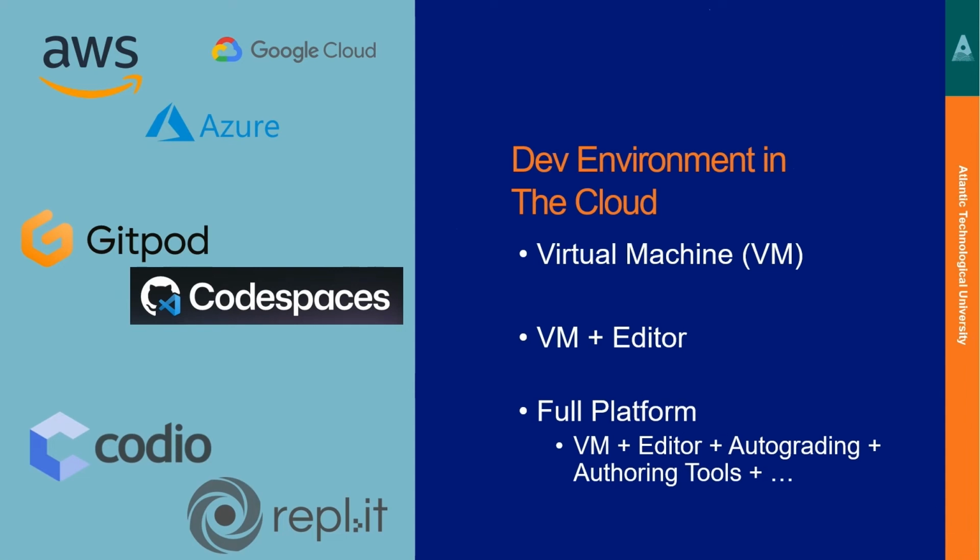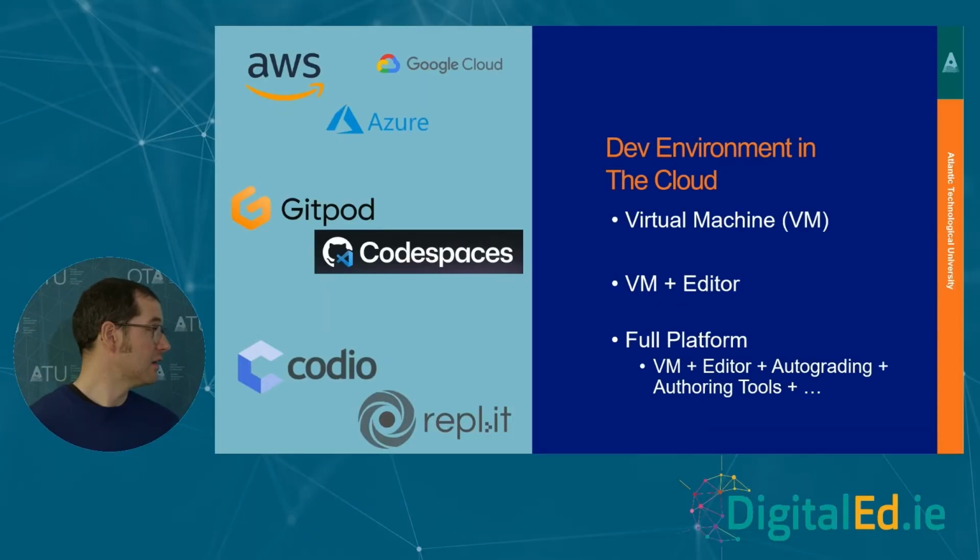And their offerings typically tend to be just a virtual machine. And then you configure that and set it up whatever way you want and give it to your students. Another category of offering is a virtual machine plus an editor. This is a relatively new kind of offering that is mainly industry focused, but has an education aspect as well. Things like Gitpod and Codespaces from Microsoft and GitHub. These provide basically an IDE, an editor in a browser, which is backed by a virtual machine.